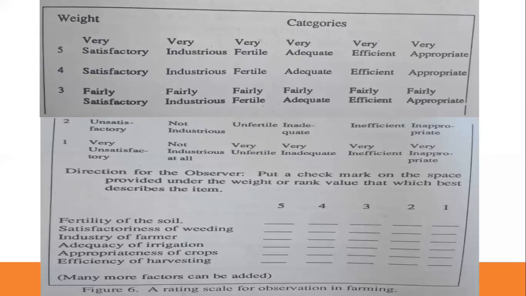Direction for the observer: put a check mark on the space provided under the weight or rank value which best describes the item. For example, you have fertility of the soil. How would you rate the farmer or the farm itself in terms of fertility of the soil? Would you say 5 or very satisfactory? Or would you say 4 satisfactory, and so on and so forth? So this is still an example of a rating scale checklist.